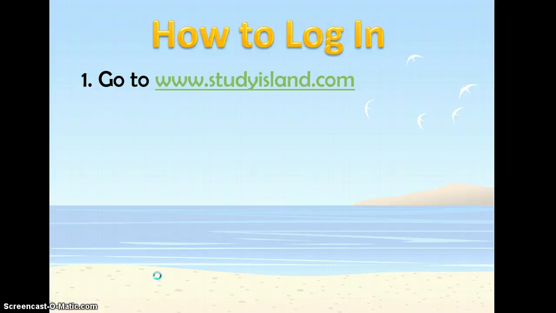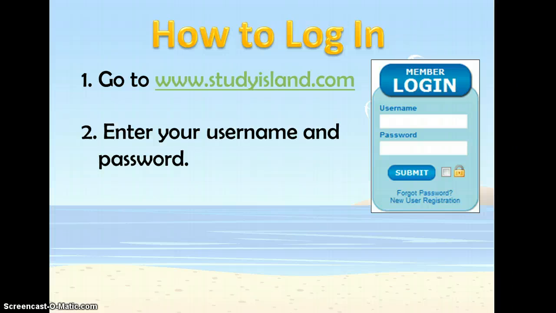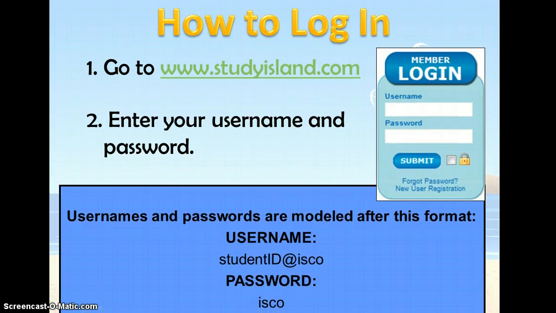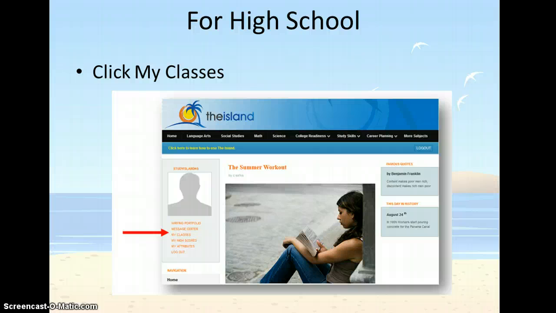Okay, so basically how do you log in? You're going to go to www.studyisland.com and then you're going to enter your username and your password. Don't panic. I'm going to tell you what it is. Your username is going to be your student ID and then at ISCO. So that's simple. Whatever your student name is. I'm going to try and scroll this down just slightly. And then your password is ISCO, I-S-C-O, all lowercase. That's easy enough, right? Okay. Once you get in, it's going to look similar to this, and you're going to click right here on My Classes.